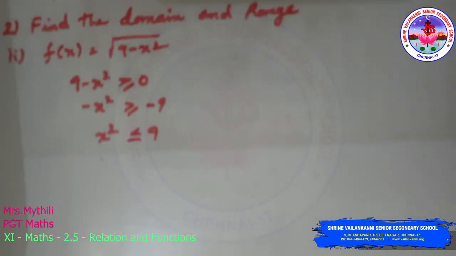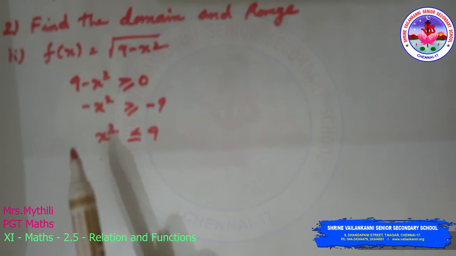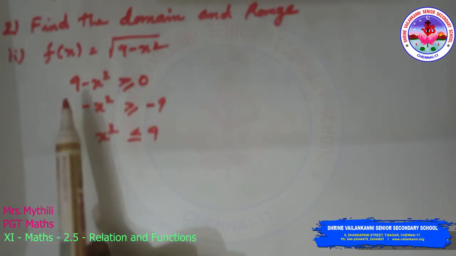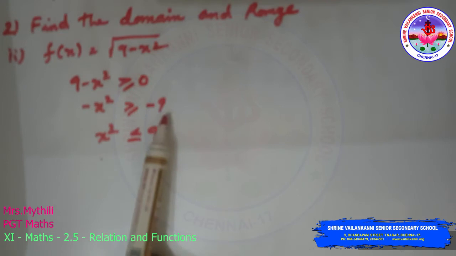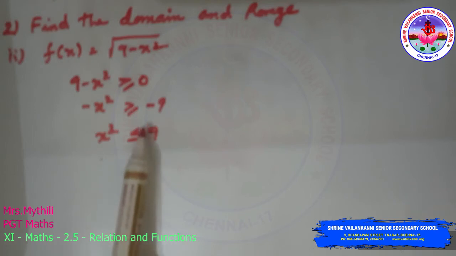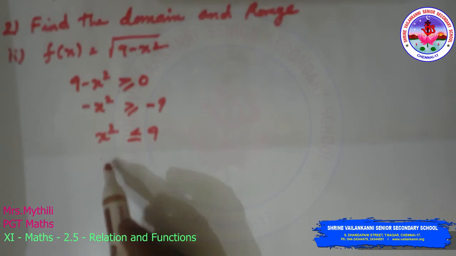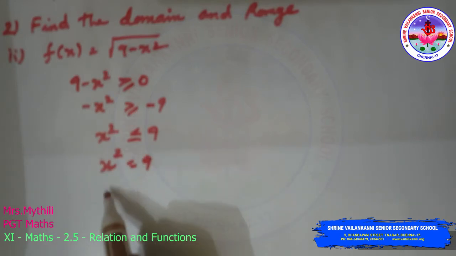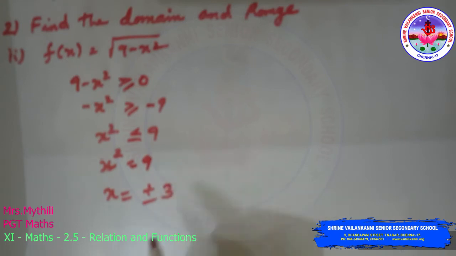Second subdivision, f(x) equal to root of 9 minus x square. We have to find the domain and range. So 9 minus x square is greater than or equal to 0. Subtracting 9 on both sides, we get minus x square is greater than or equal to minus 9. Then if we change the sign, the inequality will change. Then x square is less than or equal to 9. So put x square equal to 9, then we get x equal to plus or minus 3. So x takes values in between minus 3 and plus 3. So domain is minus 3 comma 3, a closed interval.